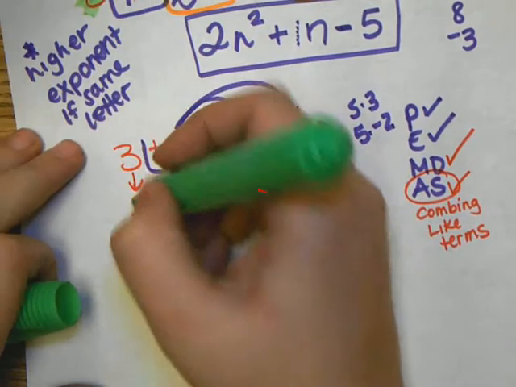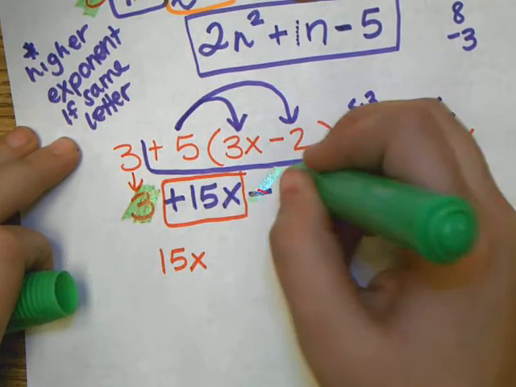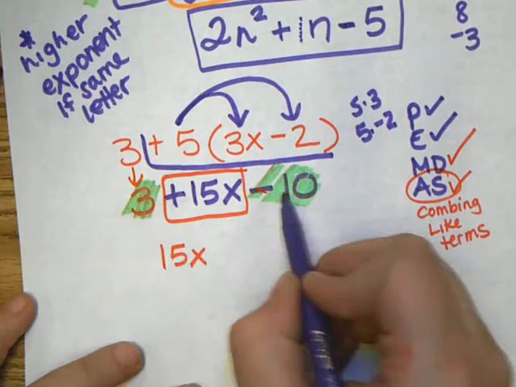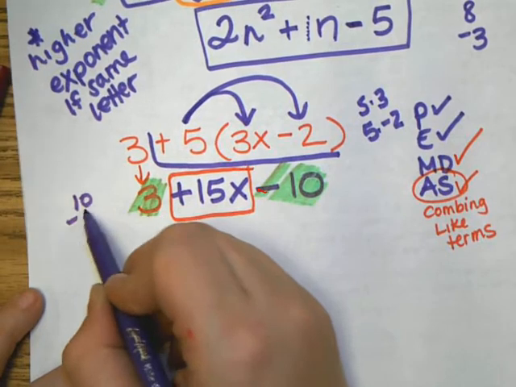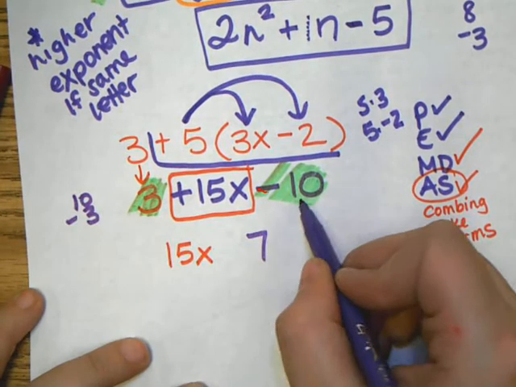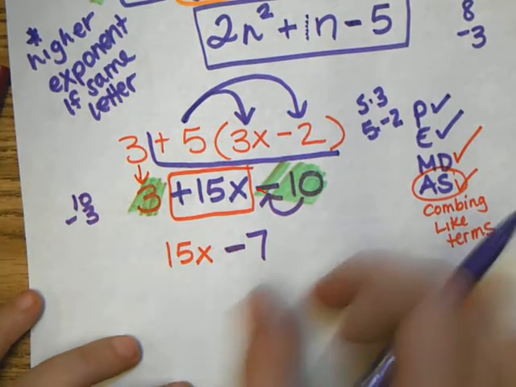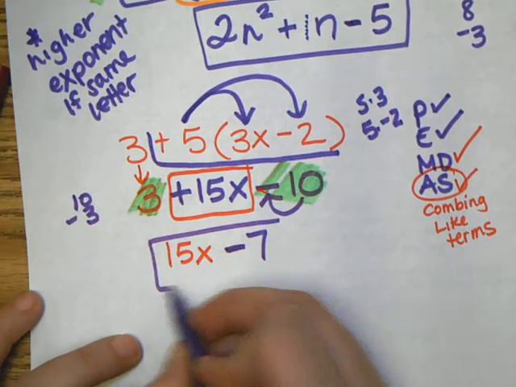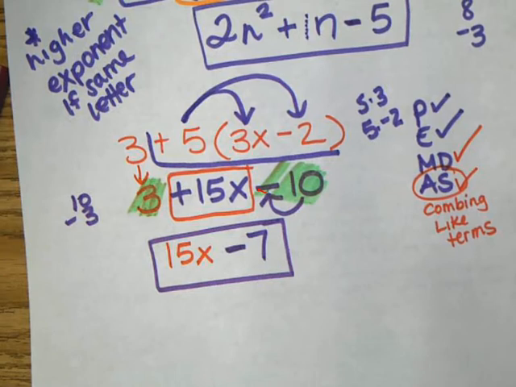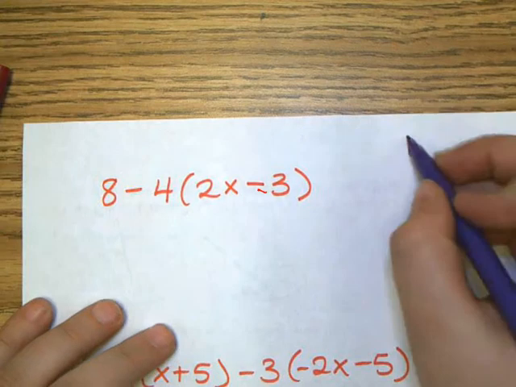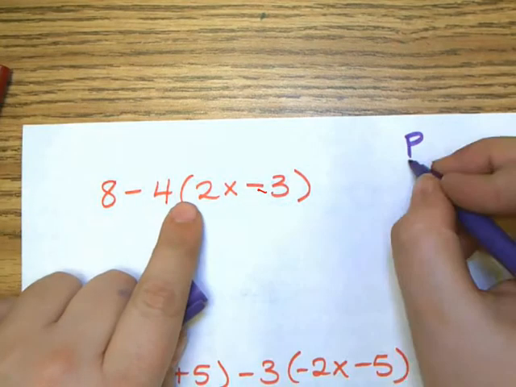So if they're the same, we add. If they're different, subtract. So I'm going to start with the variable, and there's no other x's, so that's going to go in front. Then we can combine the positive 3 with the negative 10 because they both don't have variables. And together, one is negative, one is positive. They're different, so we subtract. 10 minus 3 is 7, but 10 is bigger, so negative, minus. So it's going to be 15x minus 7.